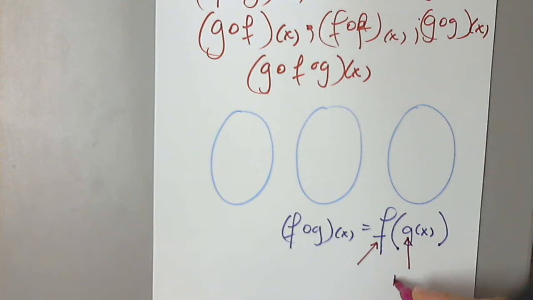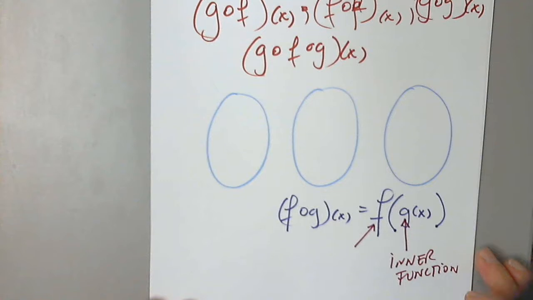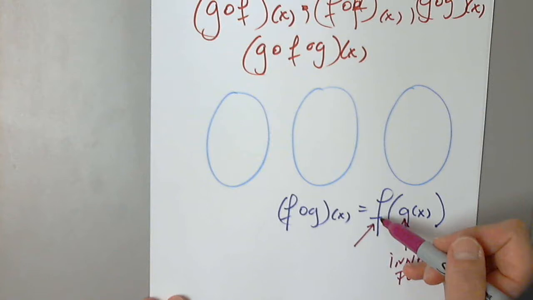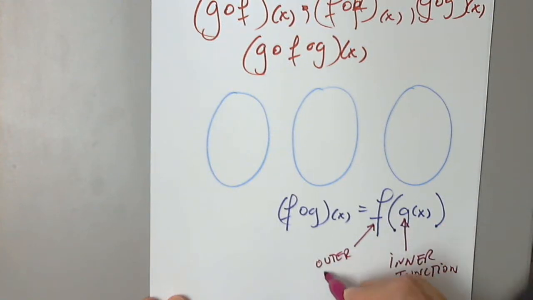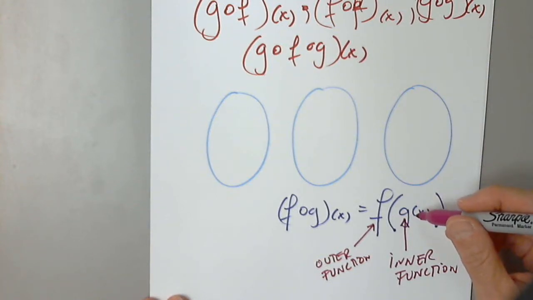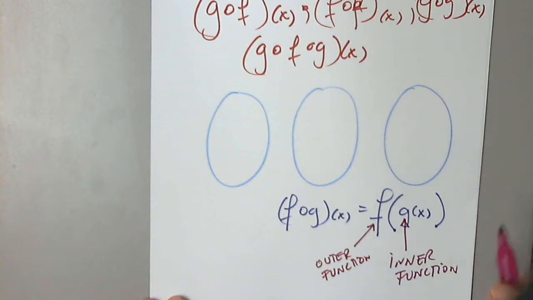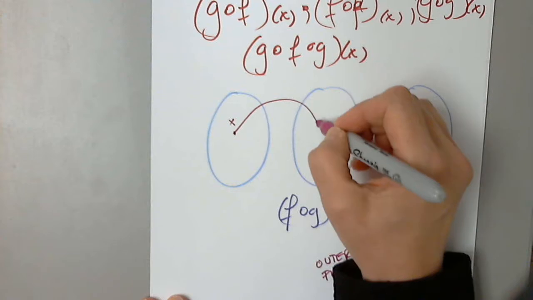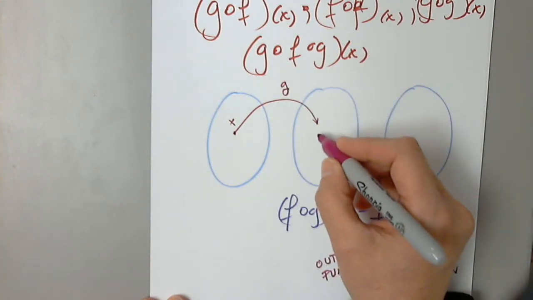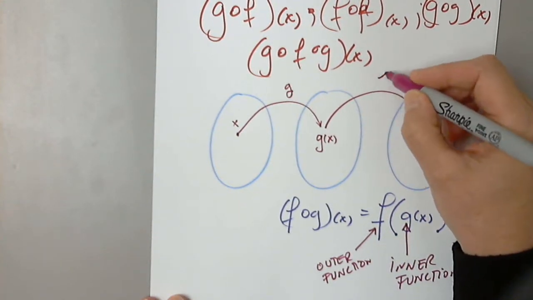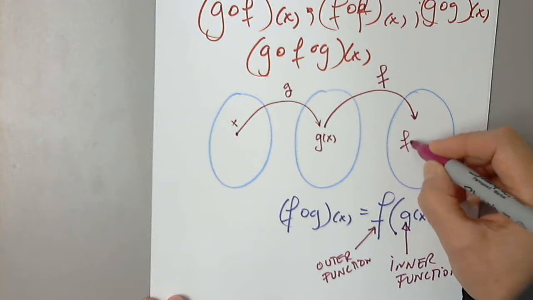g is the inner function, which means it's applied to x first. What do you think f is called? The outer function. And it's applied to the result of g. It's not applied directly to x. So since g is applied to x first, here's x. We apply function g. What do I get? Awesome. To this number, we apply function f, and we get f of g of x.